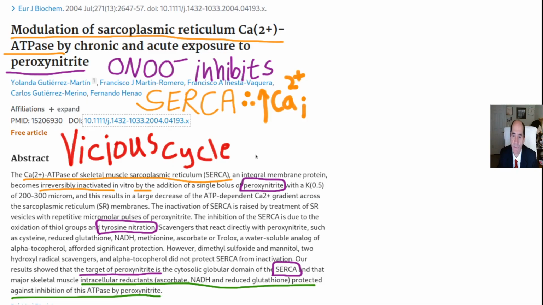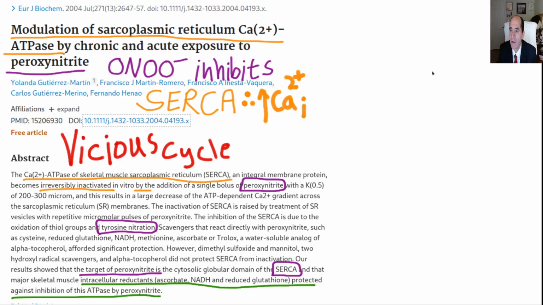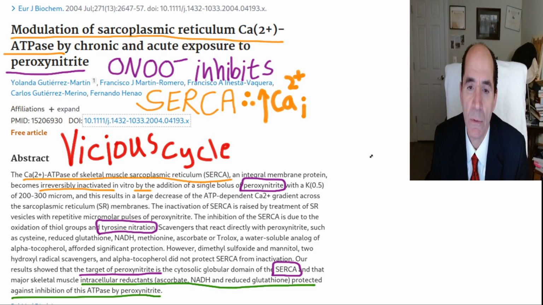The stuff I'm telling you is fundamental to life on Earth. It's fundamental to health. Every doctor should know this, but almost none do. Okay? All right. Modulation of the sarcoplasmic reticulum calcium ATPase by peroxynitrite. Peroxynitrite destroys the SERCA pump, okay?